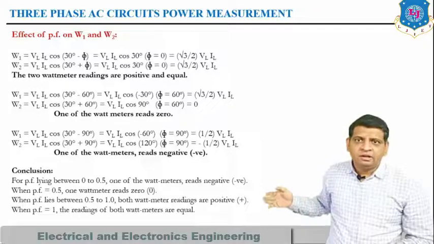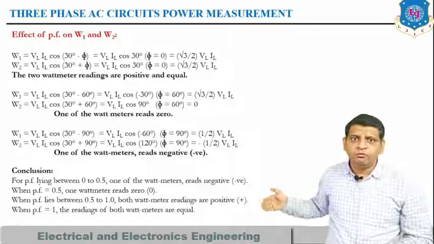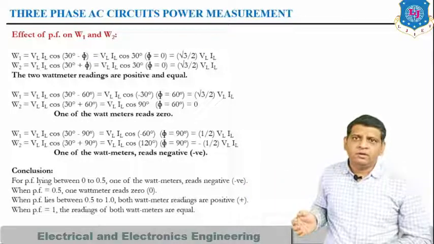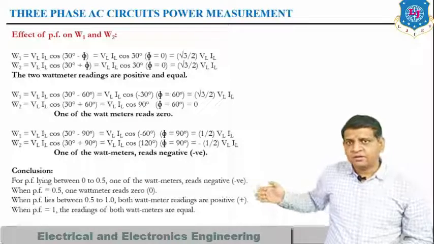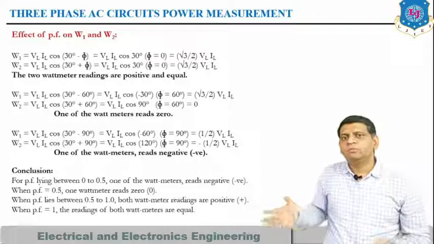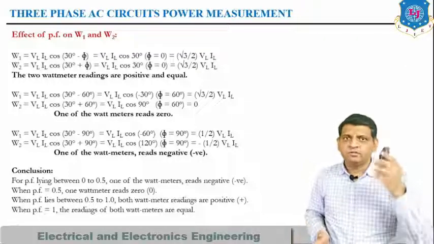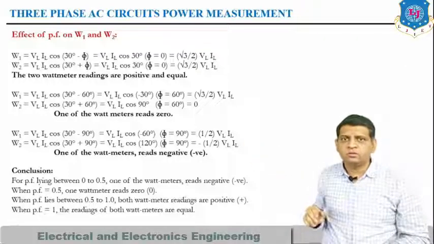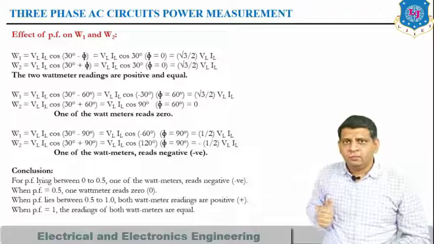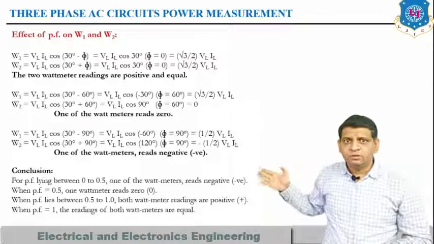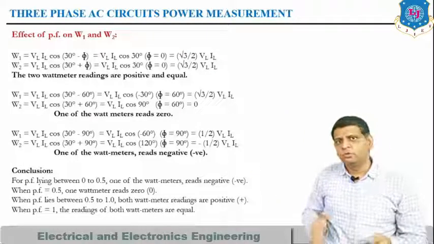When the power factor lies between 0.5 and 1, both wattmeter readings are positive, and if the power factor is equal to 1, both wattmeters are equal, the same and positive. So, this is case number 1 where power factor is equal to 1, case number 2 where power factor is equal to 0.5, and case number 3 when power factor is between 0 and 0.5.